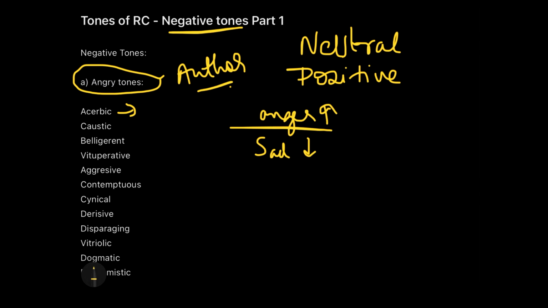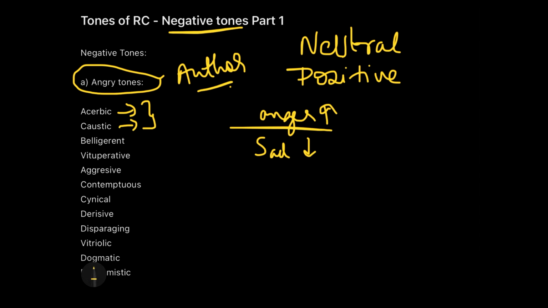Fine. Then we have caustic. They are synonyms. Almost synonyms. Acerbic, caustic. The reason I am bringing it up is you might get an option of caustic and you might not know the meaning of the word. So you will get confused. So good to know that acerbic and caustic are almost the same thing.